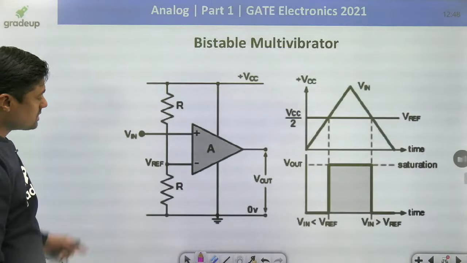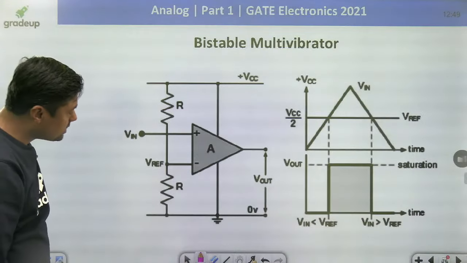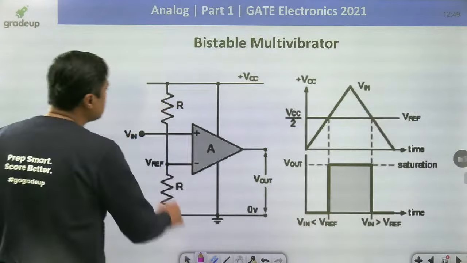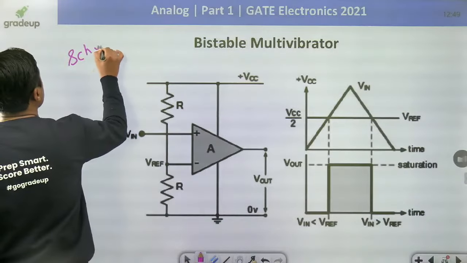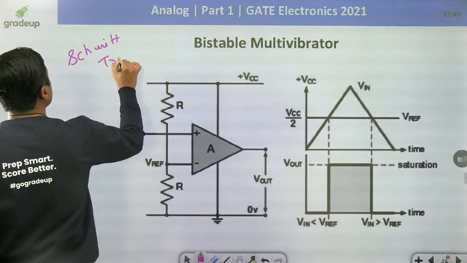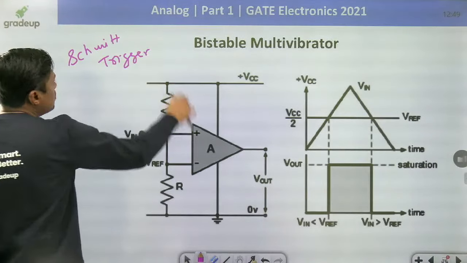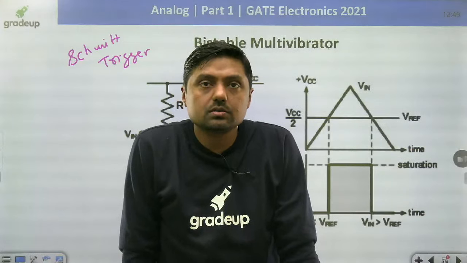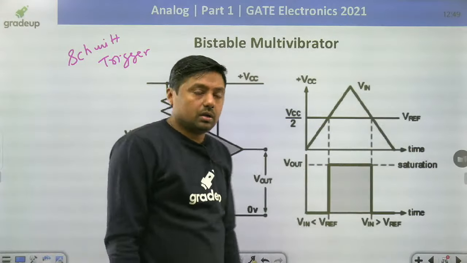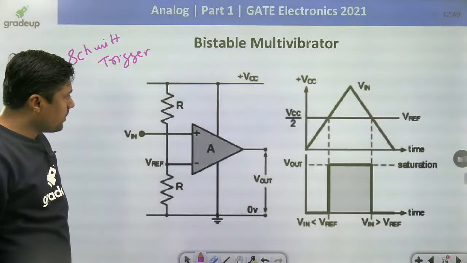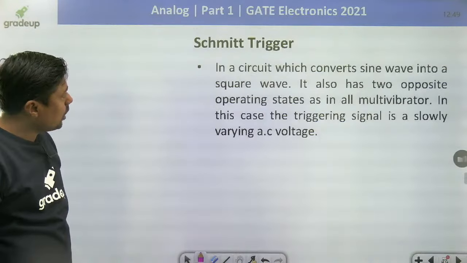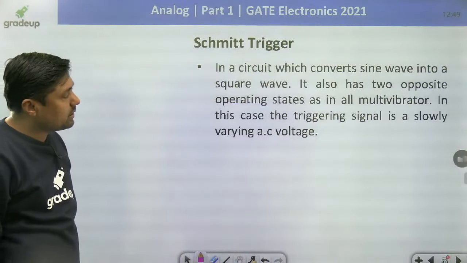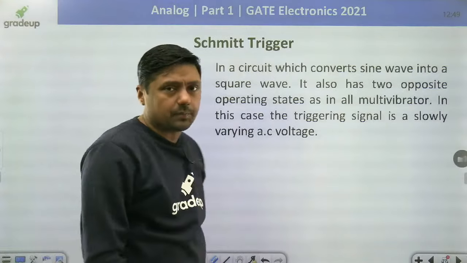Second one is what? This is the diagram for bistable multivibrator. It is nothing but a Schmitt trigger. Normally it is symmetric. It is also called a comparator. Right? What is the name of that circuit? Comparator or Schmitt trigger. Now, what is a Schmitt trigger? And this is simply the Schmitt trigger.